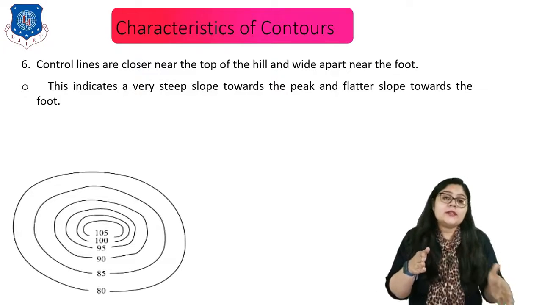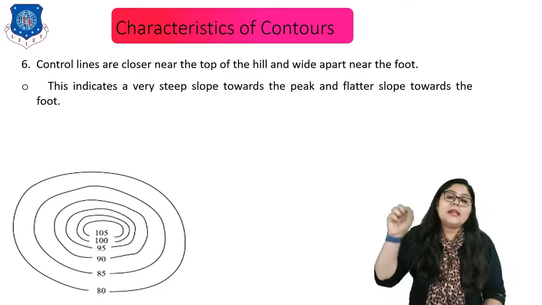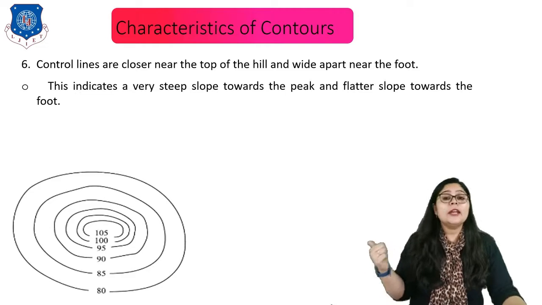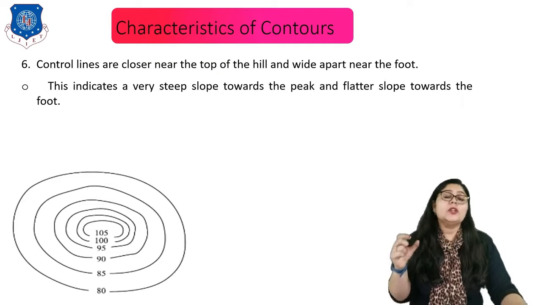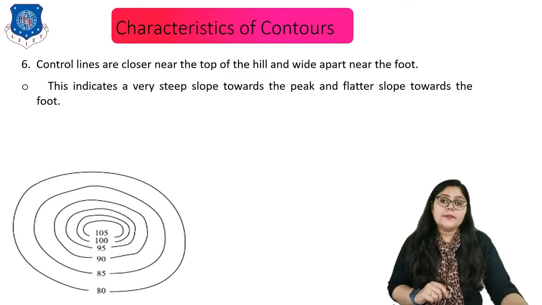As the slope decreases, the lines have more spacing than in the peak portion. So it is all about hilly areas. Here again you can see the center value 105, indicating that it is a hilly condition, right?